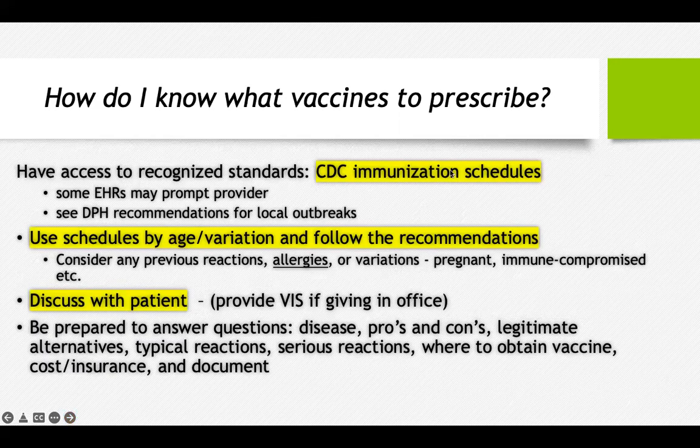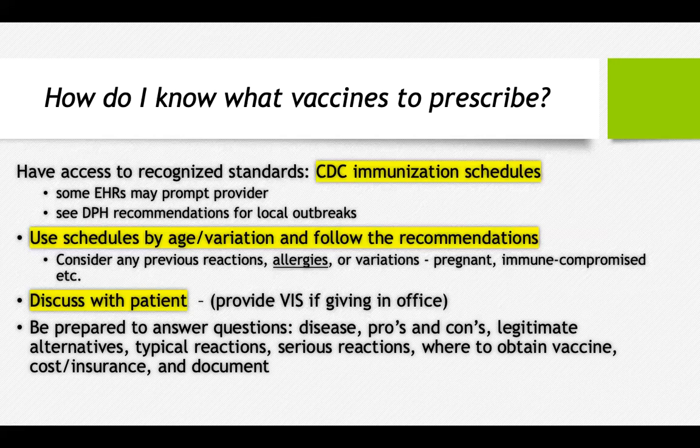How do I know what vaccines to prescribe? Like I said to you before, you want to access the recognized standards, which is on the CDC website. They do offer CDC immunization schedules. Some EHRs may prompt the provider, and you also want to follow up with the Department of Health for recommendations in terms of any local outbreaks, which, as nurse practitioners, you will get emails from your governmental Department of Health for your particular state that you live in. Wherever you're licensed, you will get updated Department of Health recommendations periodically with any new information.